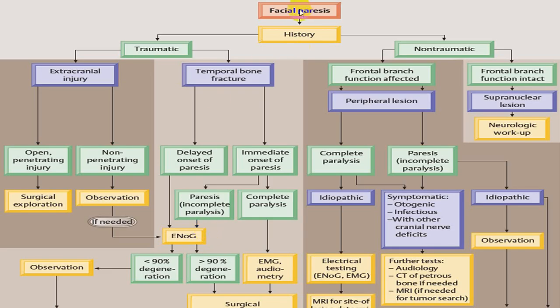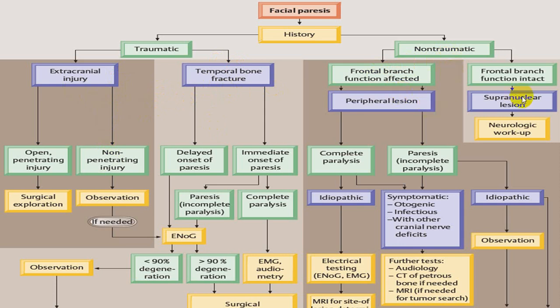Whenever you want to examine the facial nerve, always take a history of traumatic and non-traumatic causes. We are not dealing with the traumatic part, so I am skipping that part. In the traumatic part, it will be mainly due to extracranial damage, trauma, or temporal bone fracture. These will be the two major causes which produce damage to the facial nerve. Now, in the non-traumatic part, you will have to differentiate between the two.